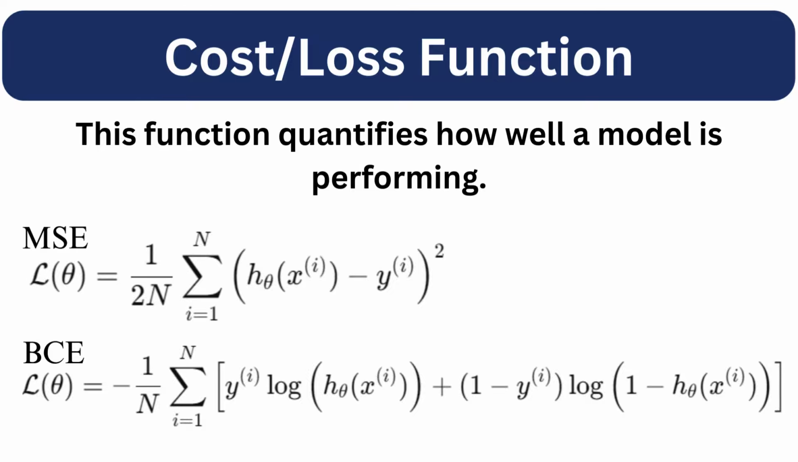Whenever we train a machine learning model, we should know how much error the model is producing. A loss function quantifies how well a model is performing. In regression, we use mean squared error, and the formula is given 1 by 2n, the summation of squared differences of the actual and the predicted value. N is the number of samples. And for classification, if it's a binary classification problem, we use binary cross entropy loss. The gradient descent algorithm computes the gradients or the derivatives of these loss functions.